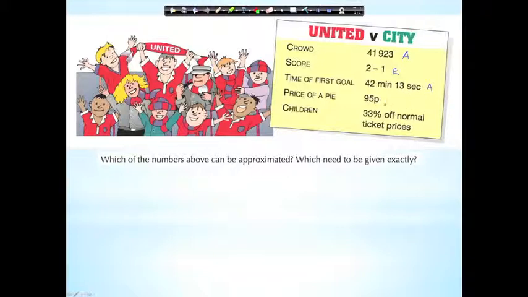Price of a pie has to be exact, and the price of the tickets for the children, so 33% off the normal ticket prices, this also has to be exact. Okay, so that people know exactly how much they are paying.